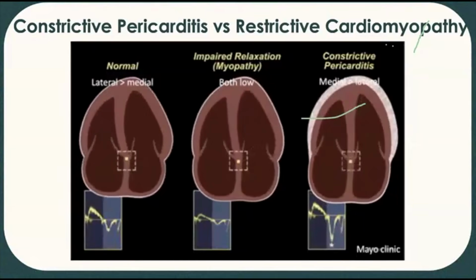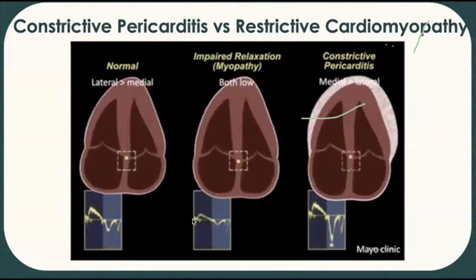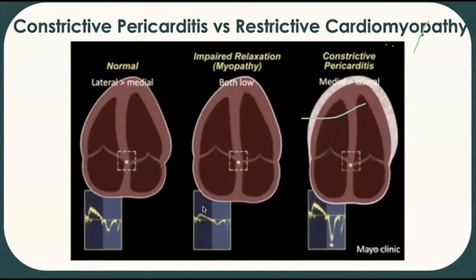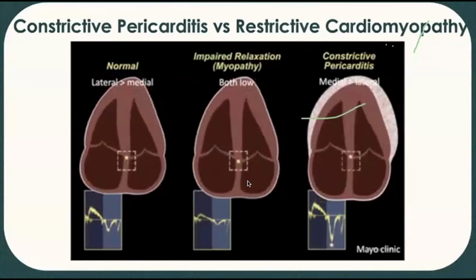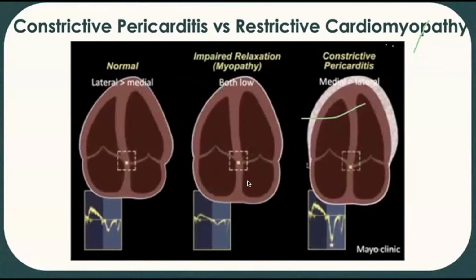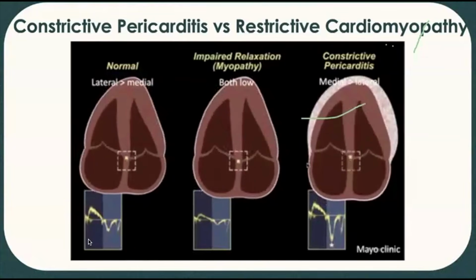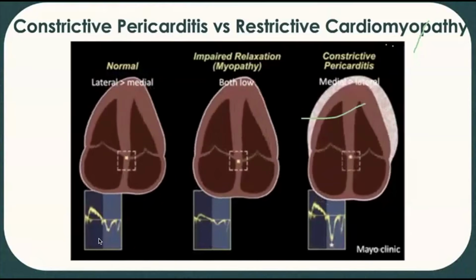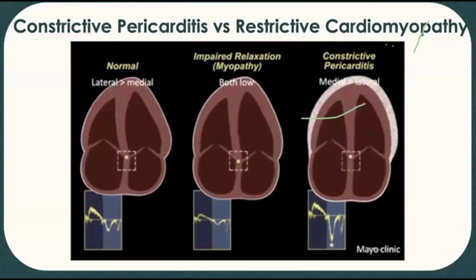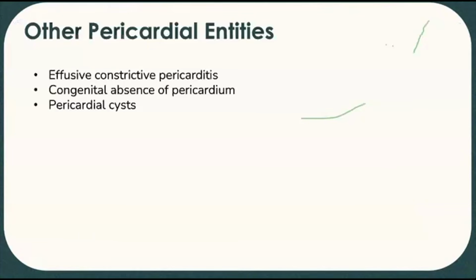Whereas in the restrictive here, the tissue Dopplers are just very low overall because the myocardium, really anywhere, but we're focusing on the medial aspect here, is so stiff. And then in the normal heart, you have the medial being lower than the lateral E prime. So I hope that's helpful. And then there's a few other pericardial entities I didn't touch on too much, but I just wanted to bring them up just to make you aware that they exist.